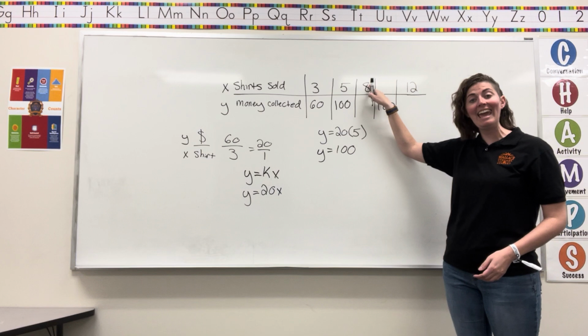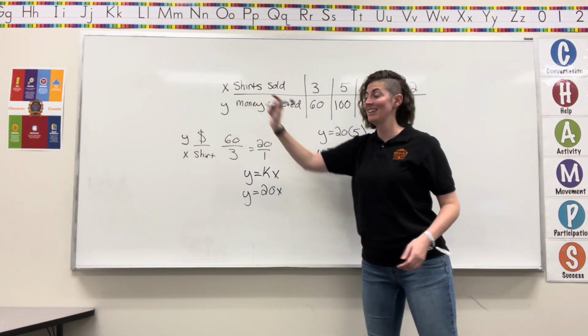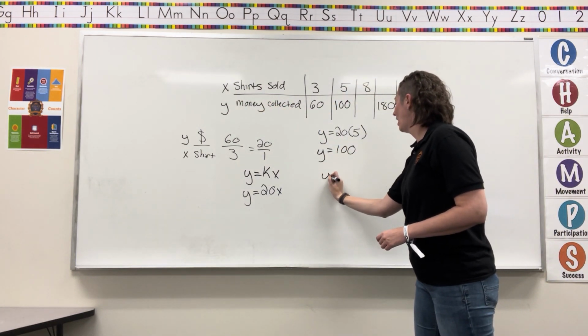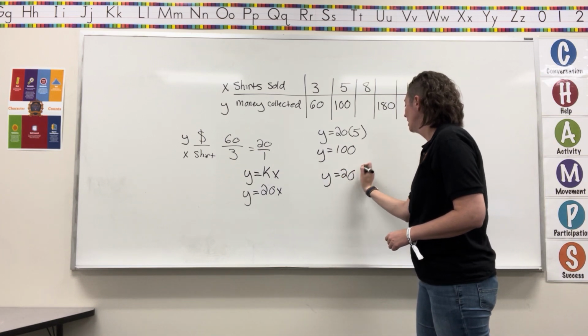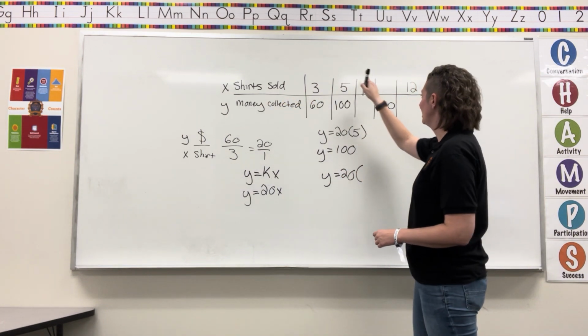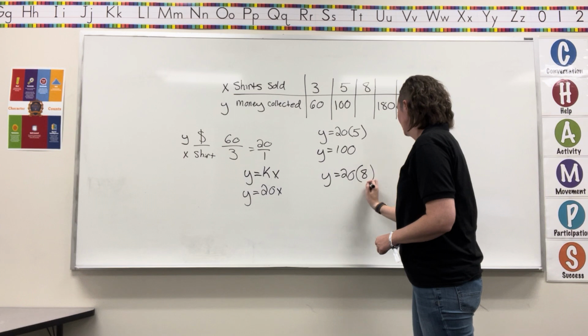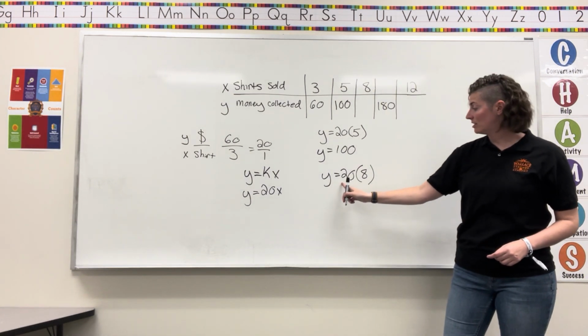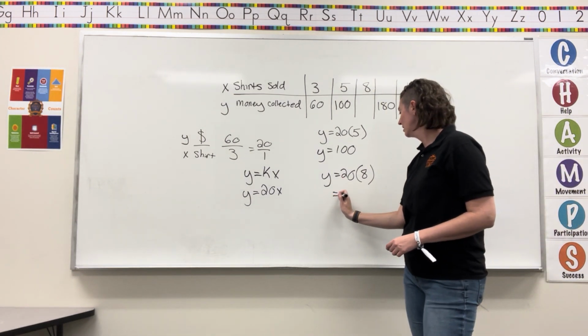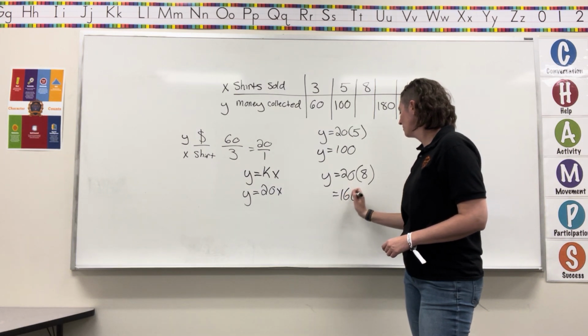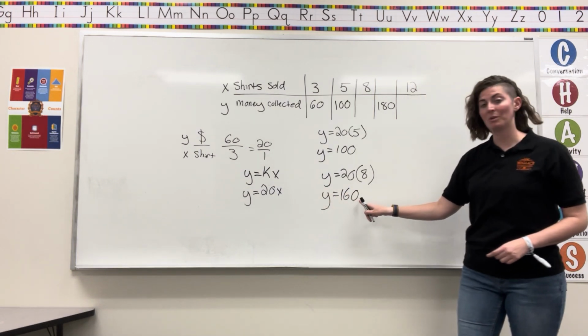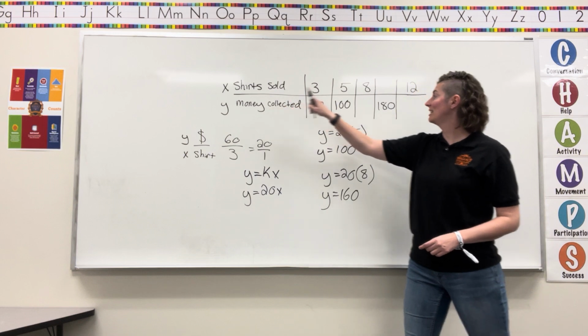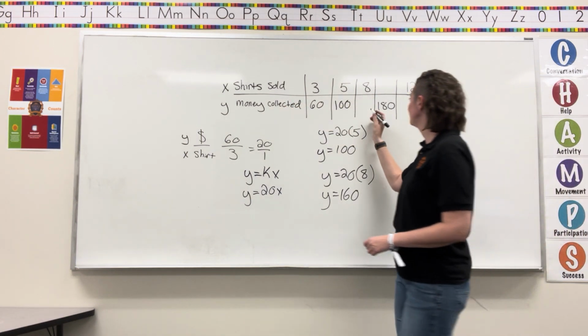I'm now going to take 8 for my x. Same equation, y equals 20, but instead of x, I'm writing 8. So if I solve it out, 2 times 8, 16. Throw in a 0. Y equals 160. That means they collected $160.